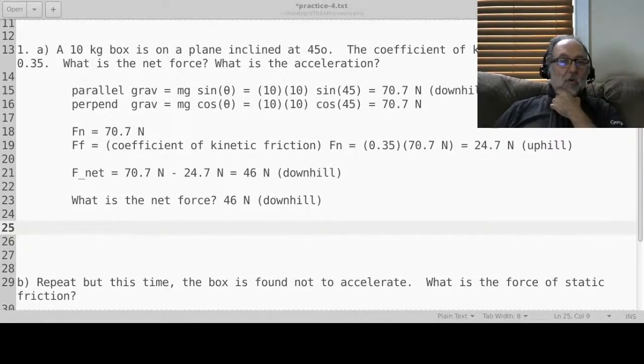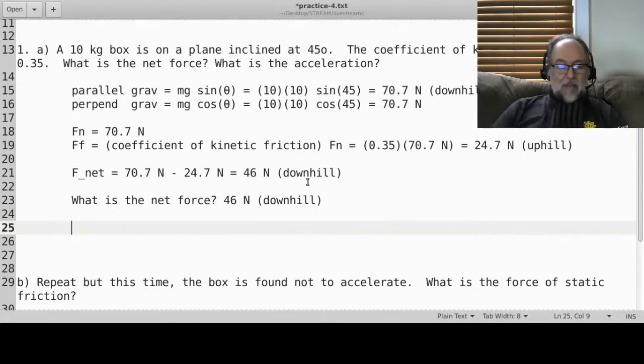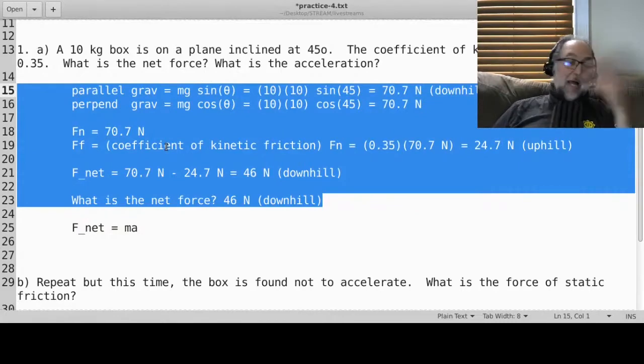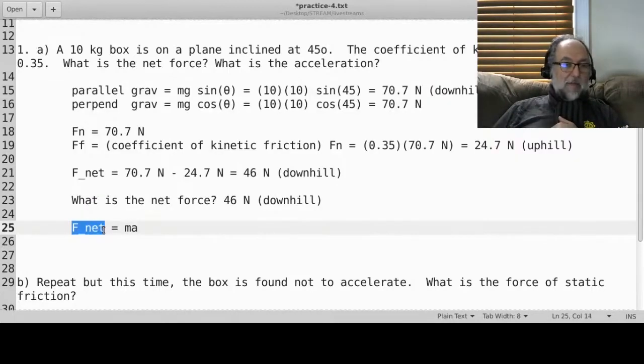Okay. So let's go on to the next question, which is what's the acceleration? Well, Newton's second law is basically, F net is equal to ma, like that, okay? And so the whole point of all of this work, and in a lot of these problems, there's a lot of work in analyzing the forces, all of that work is to get F net, okay? Because F net is what comes into the second law.